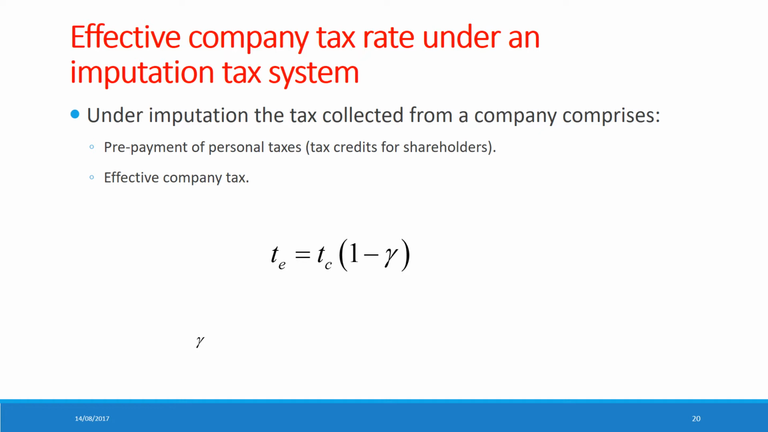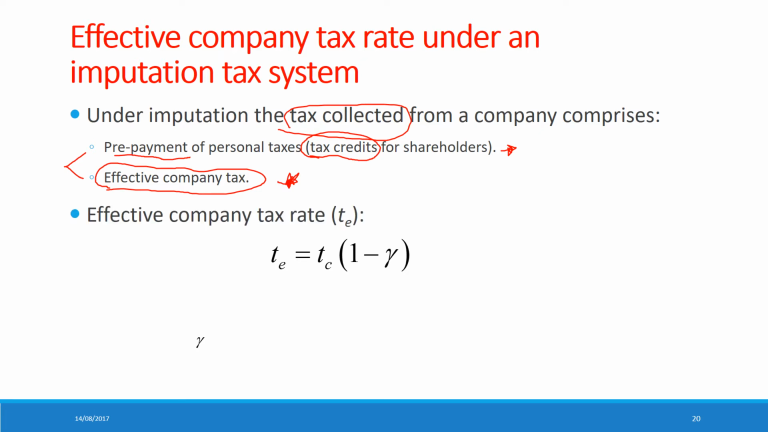We mentioned before that under the imputation tax system, the company pays tax first. So the government collects taxes from the company. The amount of taxes collected at the company level includes two components. The first component is the prepayment of personal taxes, which is then paid back to the shareholders in the form of tax credits, right? So this is the franked component. For the unfranked component, this is the actual taxes that the company has to pay, right? So this is the effective tax payment that the company has to make.